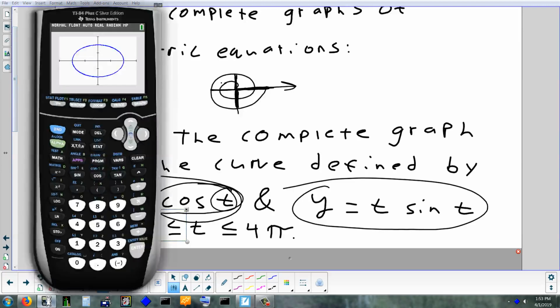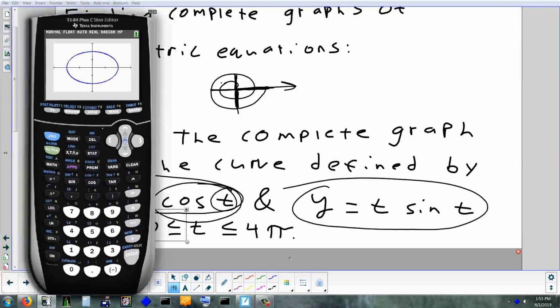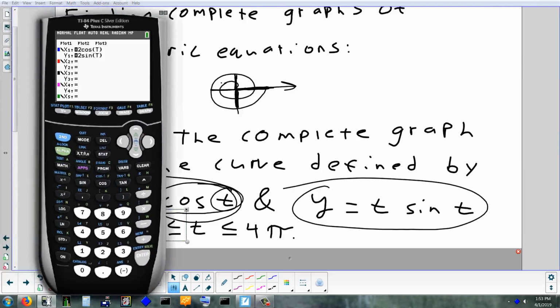So let's try it. Let's see what happens. So we've got t cosine t. So that's easy to change. T sine t. Now my window is 0 to 4 pi. Actually, I already have that in there. And t step of 0.1, that's probably decent. 0.1 gives you a pretty good curvature. But my window, I'm going to go 4 pi and -4 pi in every direction.